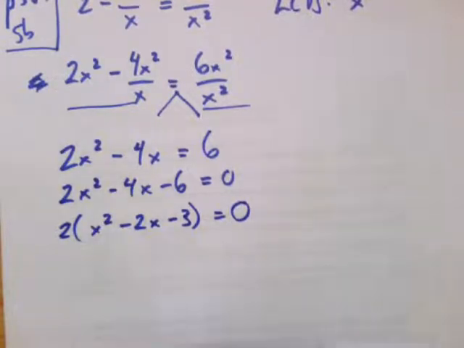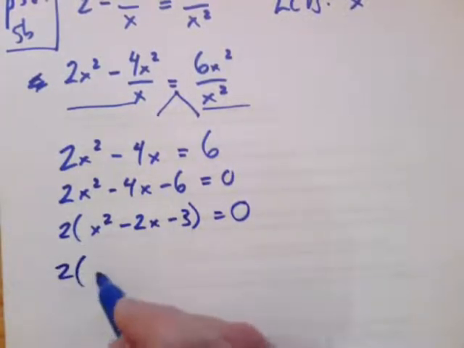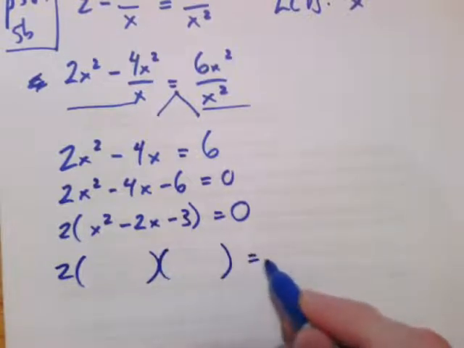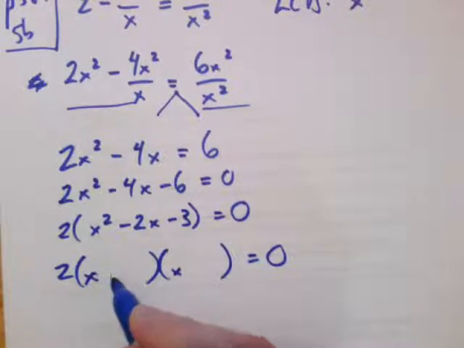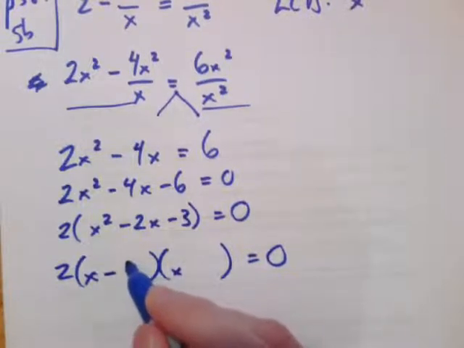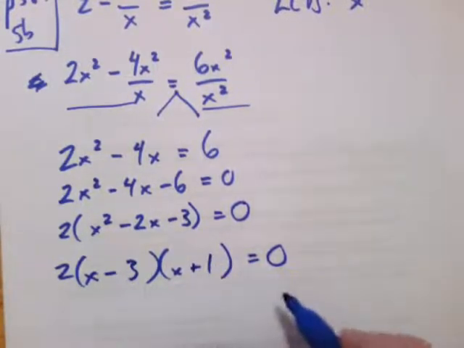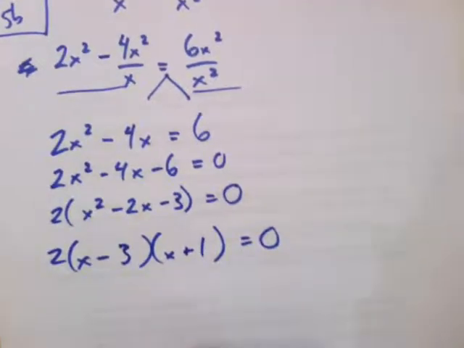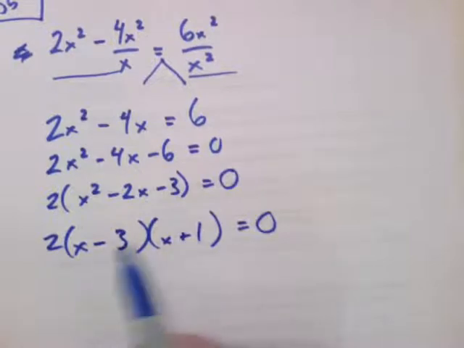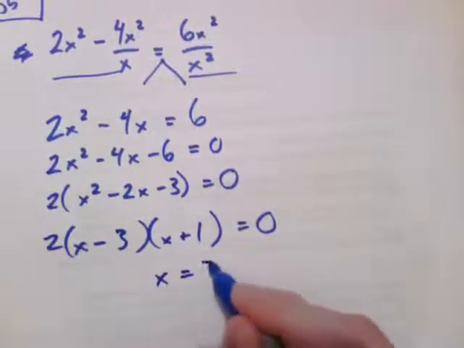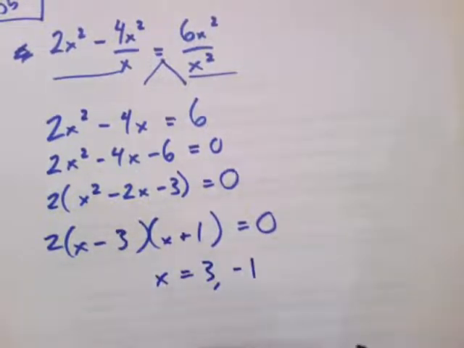Hello, wake up. Now we factor this. x, these are both going to be, no they're not. This is negative 3 plus 1. So there you go. We can see right here, we're done. Whatever makes this 0 is our answer. x equals 3 or negative 1.